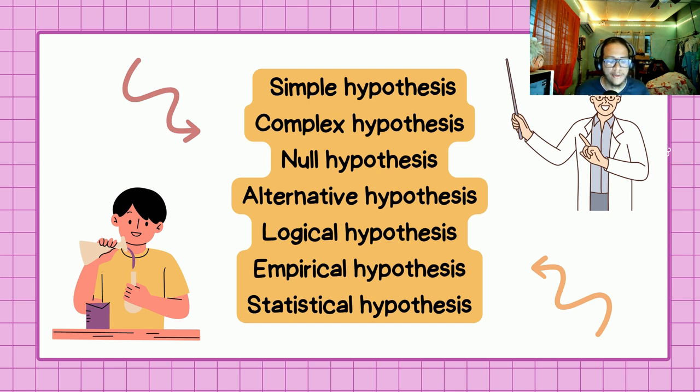With a logical hypothesis, we suggest a relationship between variables, but only based on our reasoning or observations, without data. With an empirical hypothesis, also called a working hypothesis, we rely on concrete data. With a statistical hypothesis, we are testing a sample of a population, but we only use a portion of that population.